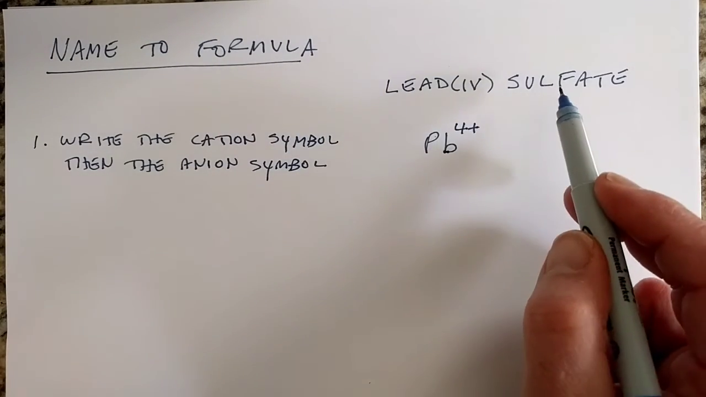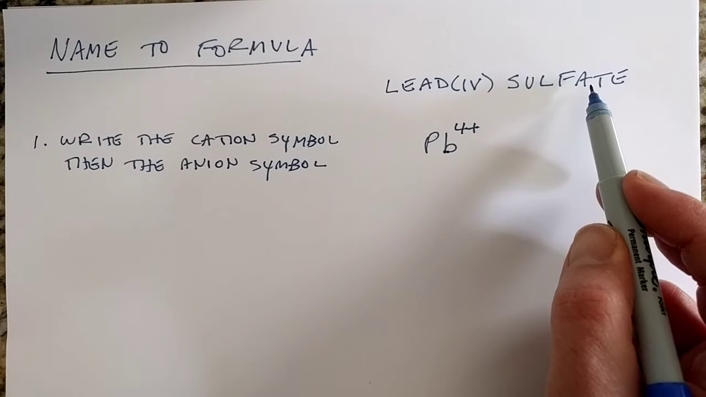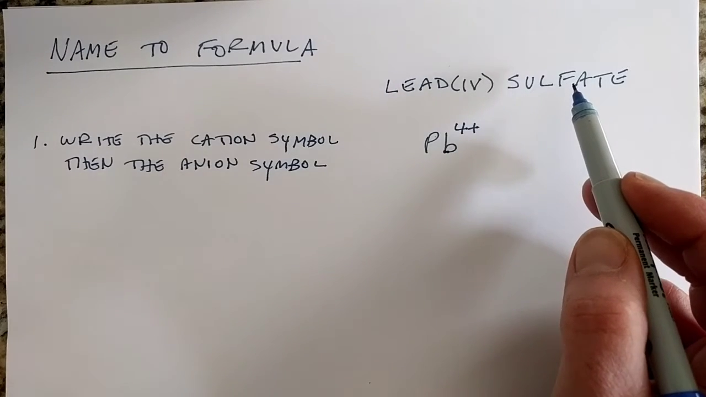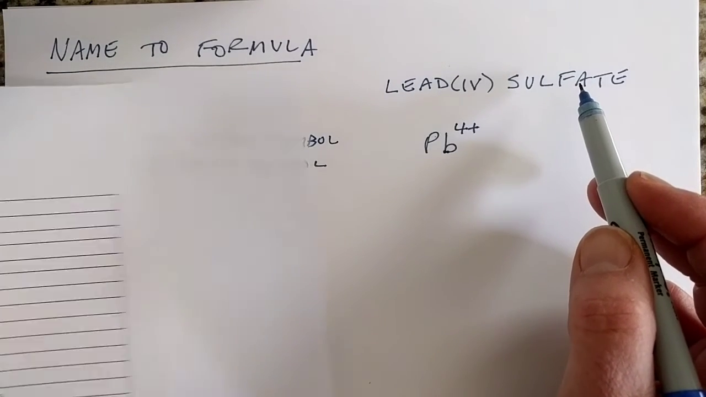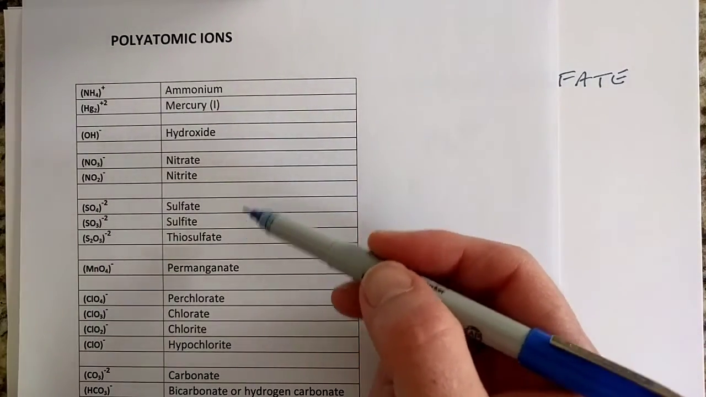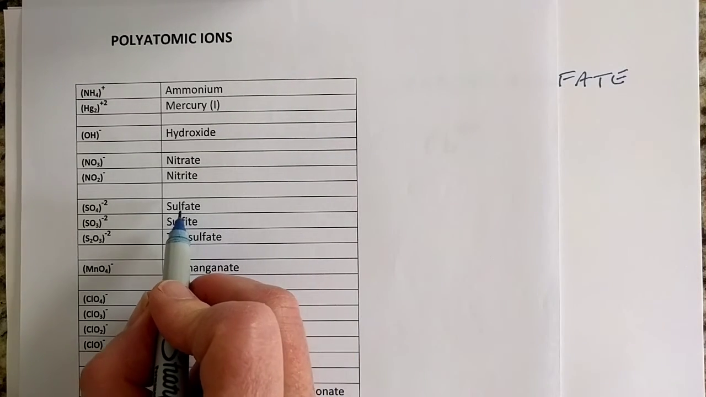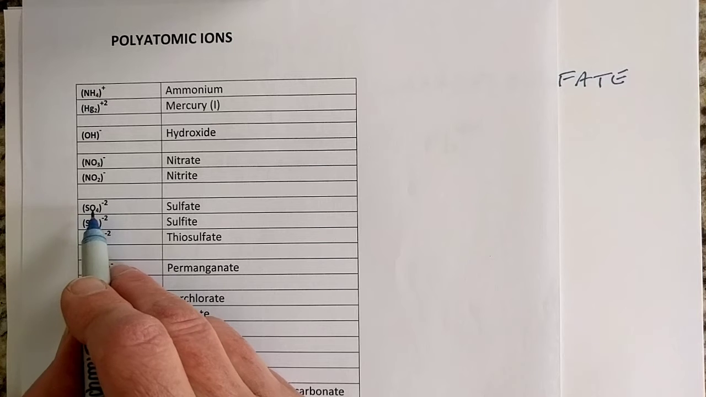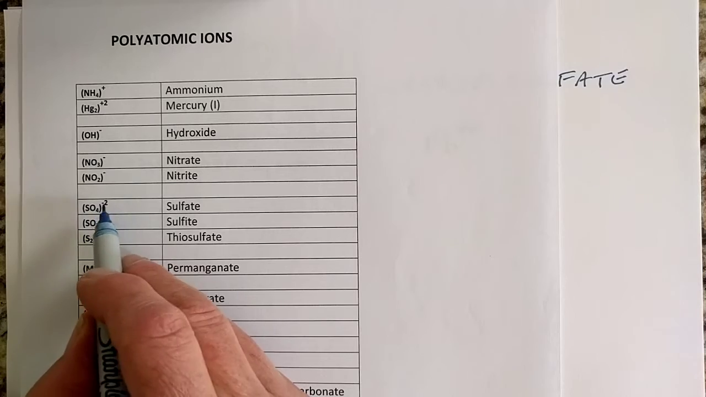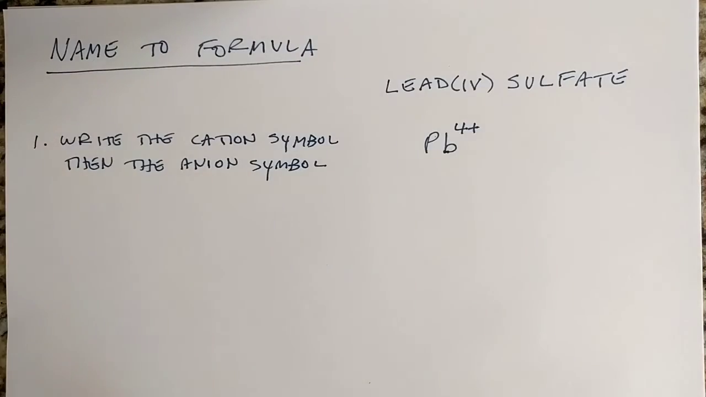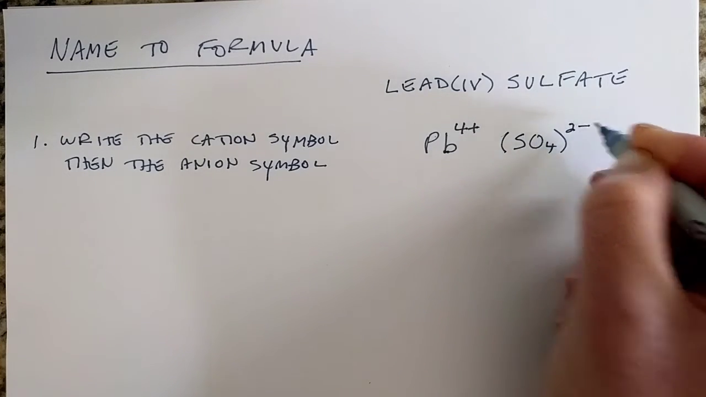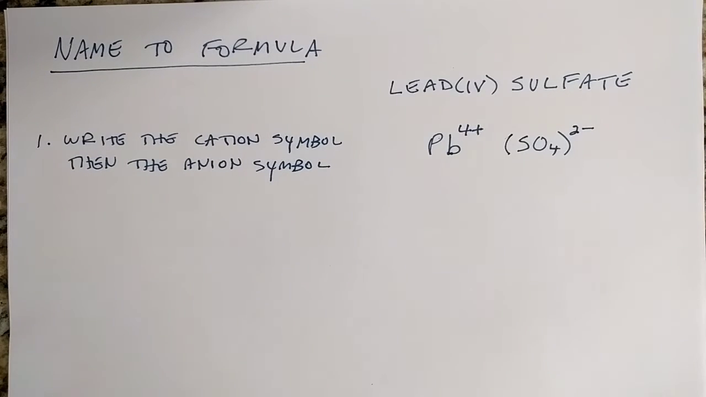Now we have to write our anion symbol, sulfate. The fact that it ends in ATE is a clue that this is a polyatomic ion. So I go to my polyatomic ion chart and look for sulfate. Just start at the top, and there it is, sulfate. We're going to write it just like this, SO4 in parentheses with a 2 minus. Actually, you could put 2 minus or -2. That doesn't matter which way you do it. So SO4, 2 minus. We're done with our first step.